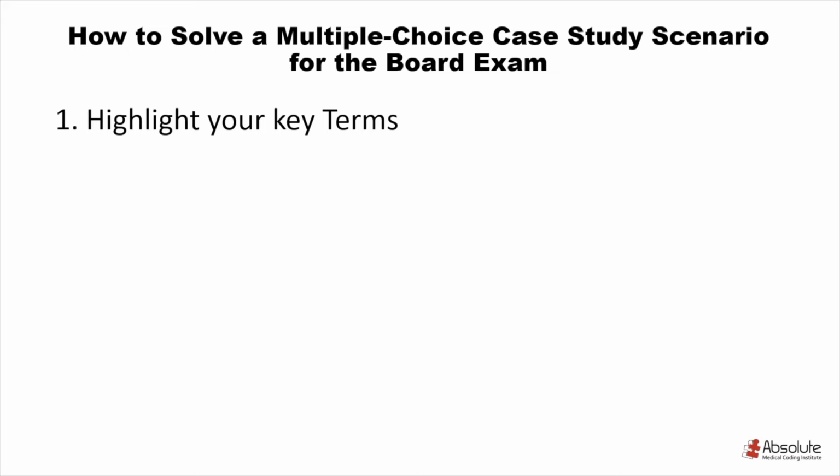All right, so here are the steps. Step 1, you have to highlight your key terms. In this class, we use this method. If it's yellow, you'll use that for your diagnoses. You'll use green for all procedures and pink for anything inclusive. So if you don't want to be redundant, if it's already said, put it in pink. If it's bundled, put it in pink.